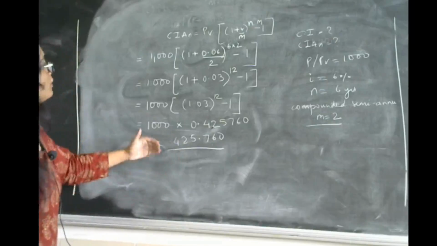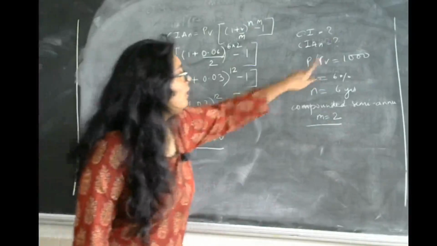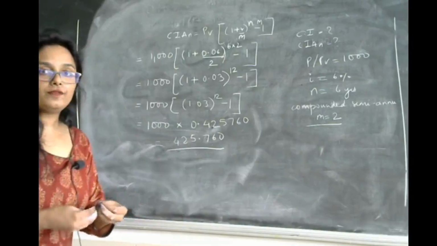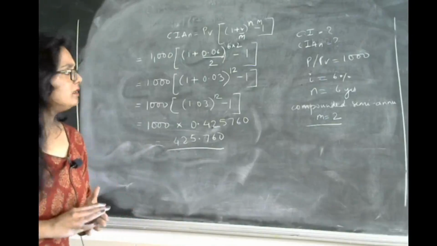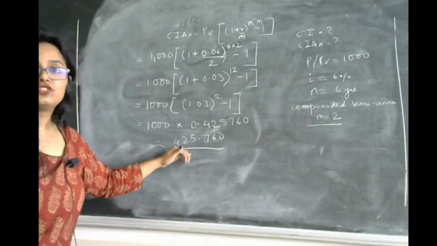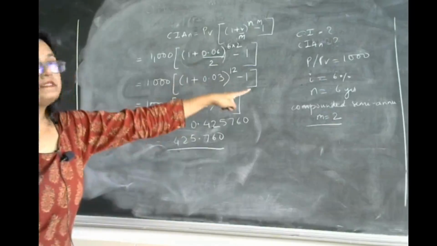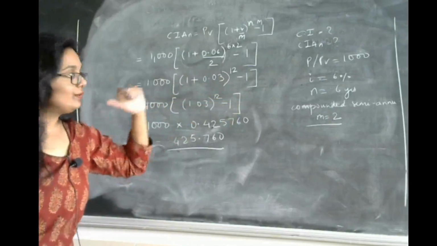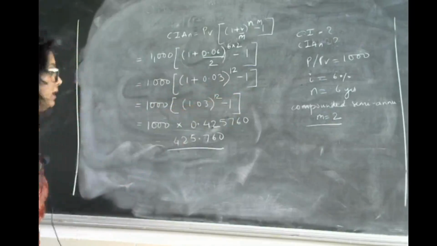Now this is your compound interest, but what will be the total amount? The total amount will be nothing but the principal amount plus the interest, isn't it? At the end of 6 years, you are not just going to get the interest, you are also going to get the principal amount back.